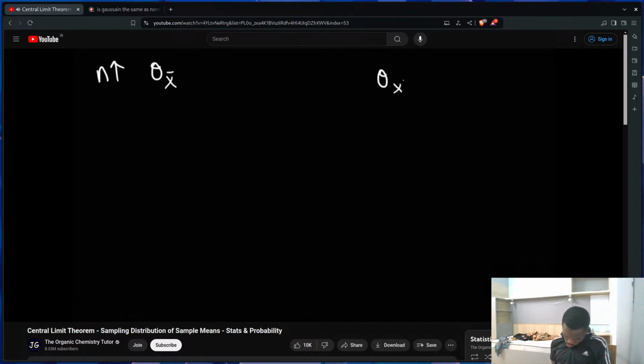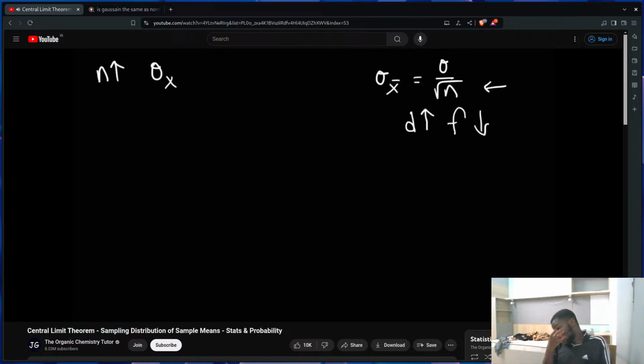Will it go up or down? Now we said that the standard deviation, I need to make sure I'm writing sigma instead of theta. We said that the standard deviation of the sampling distribution is equal to the population standard deviation divided by the square root of n. Now notice that n is in the denominator of this fraction. Whenever you increase the value of the denominator, the value of the fraction goes down. So what we have here is an inverse relationship.